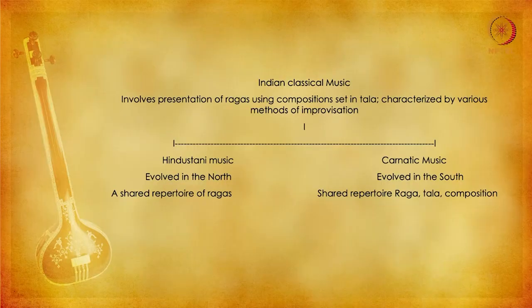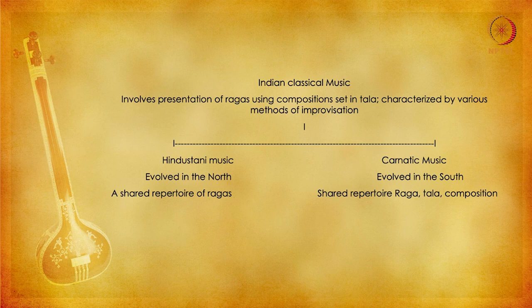improvisational aspect. Unlike Carnatic music, which is one unitary system in terms of repertoire and presentation, Hindustani music includes the three genres of Dhrupad, Khayal and Vadya. So, we have this schema. Indian classical music involves presentation of ragas using compositions set in tala, characterized by various methods of improvisation. And we have two kinds, Hindustani music that has evolved in the north and Carnatic music that has evolved in the south. Carnatic music is a unitary system with a shared repertoire, raga and tala and compositions.